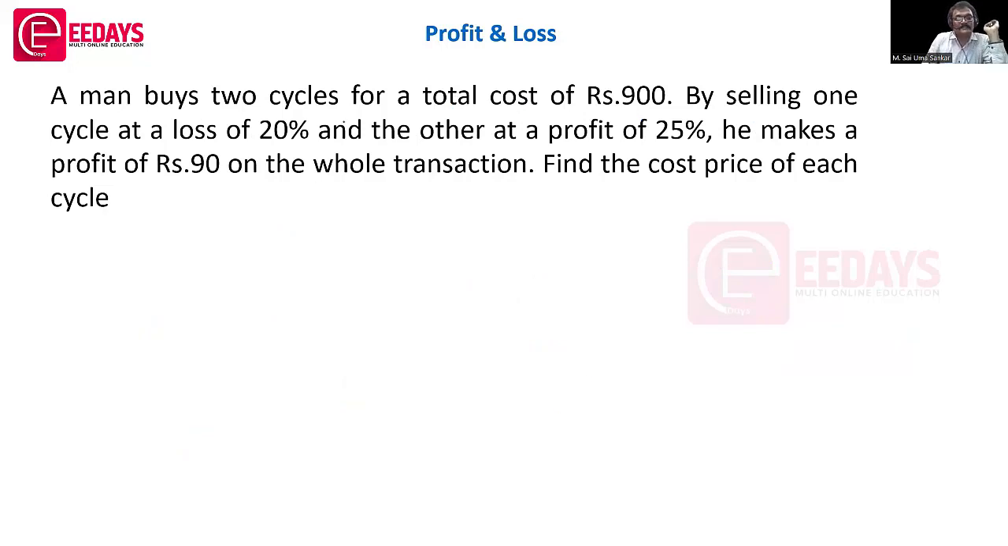A man buys 2 cycles for a total cost of 900. By selling one cycle at a loss of 9% and the other at a profit of 25%, he makes a profit of 900 on the whole transaction. Find the cost price of each cycle.